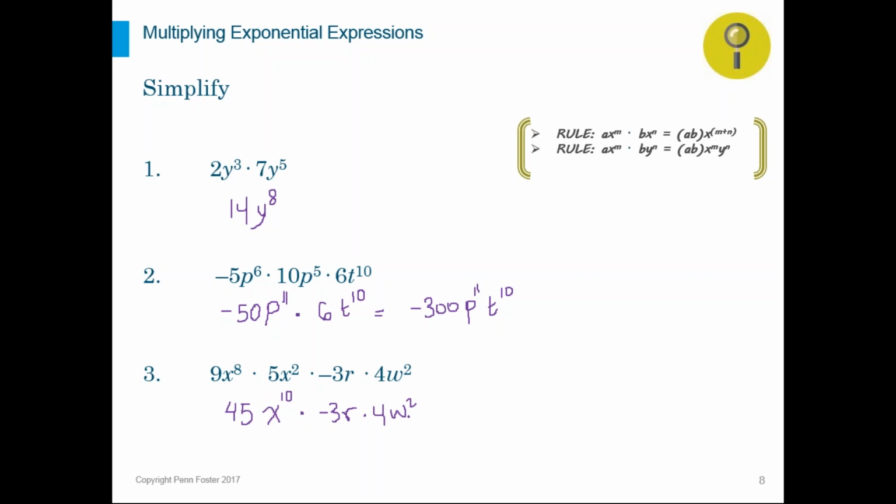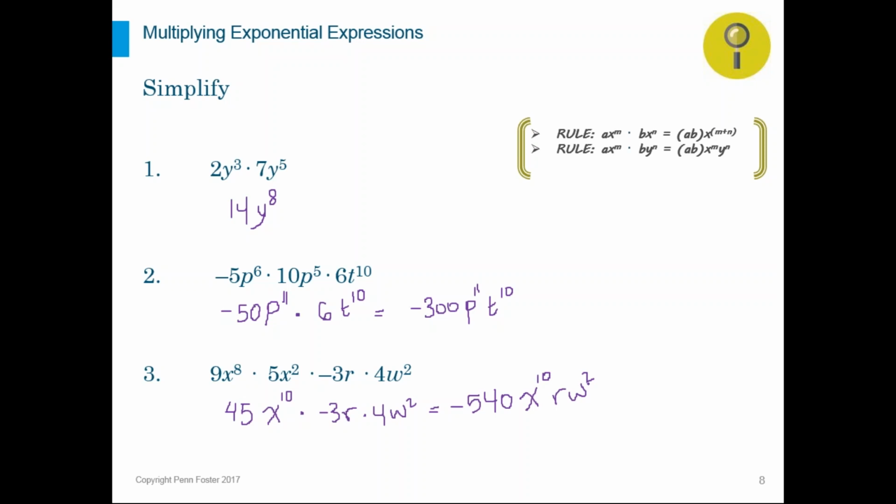Now, r and w are different than x. Nothing I can add the powers for. So I'm going to go ahead and just multiply the coefficients. 45 times negative 3 times 4 should give you negative 540. And then combine the variables and just take out the multiplication sign. That's it. That would be your final answer.